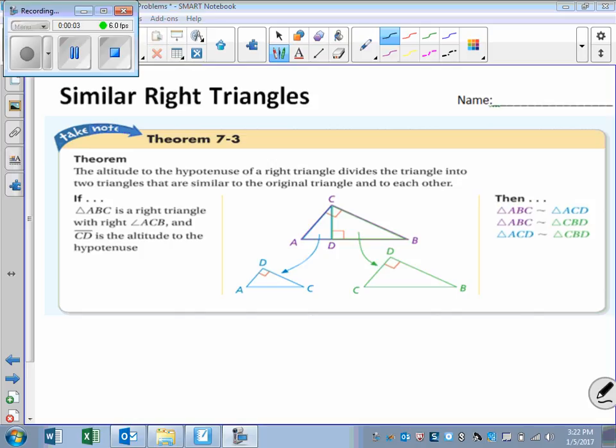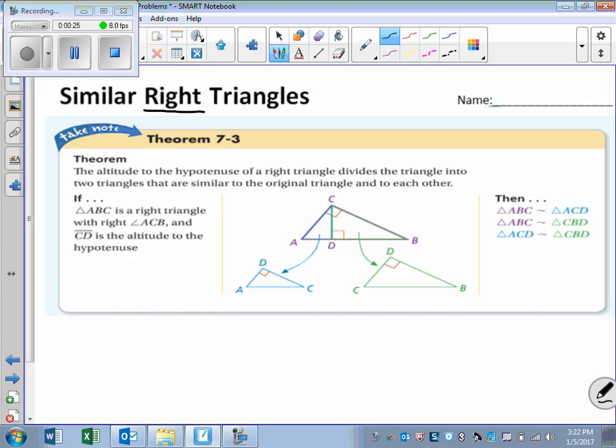Welcome to lesson 1 of unit 7. Unit 7 is going to be all about right triangles. So as you can see in this first slide, we're only going to be talking about right triangles in unit 7. So the first thing I'm going to do is go over some basics about how we're going to approach solving the problems for similar right triangles.